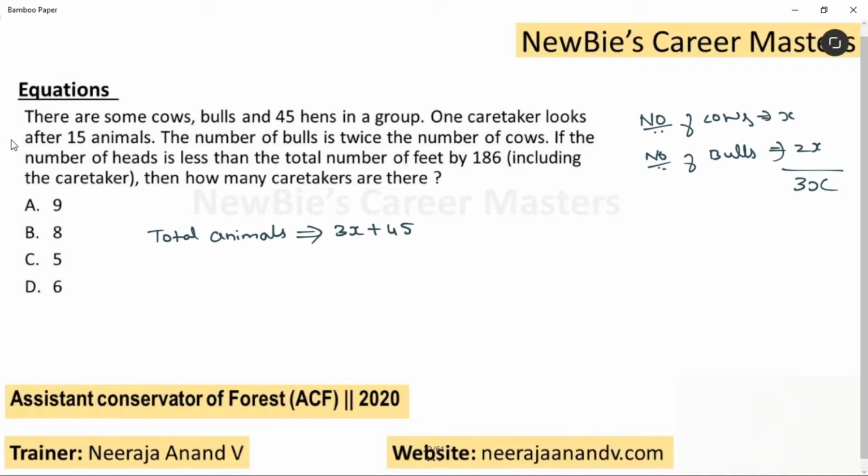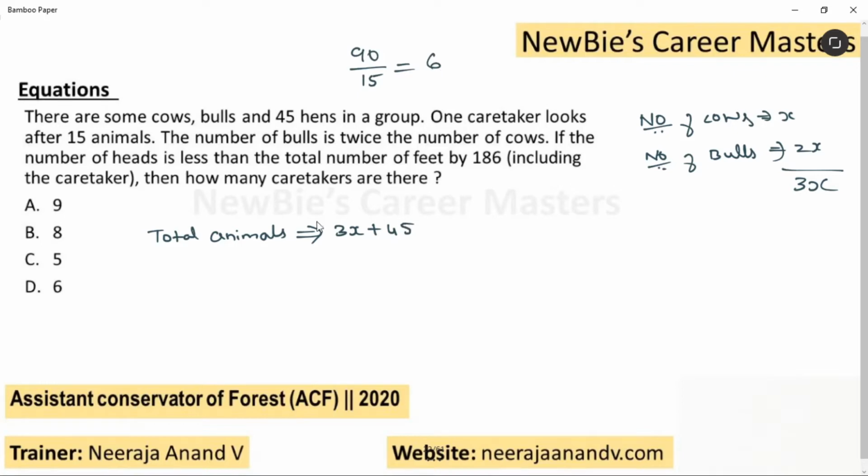Now, newbies, just take 30 animals. Can you tell me how many caretakers? Obviously, 2 caretakers. Correct? For 45, 3 caretakers. What about 90? 6 caretakers. How are we getting this? Very simple. 90 divided by 15. That is 6 caretakers. I hope this is clear.